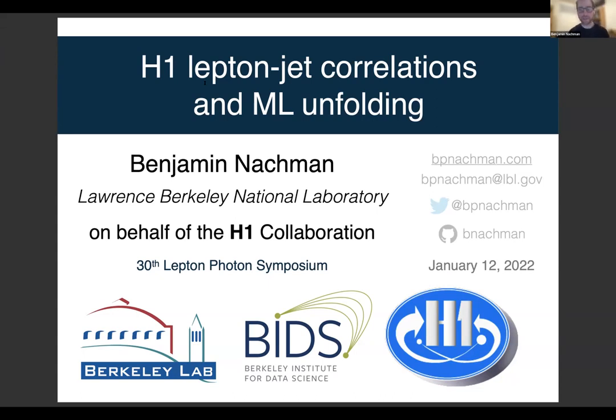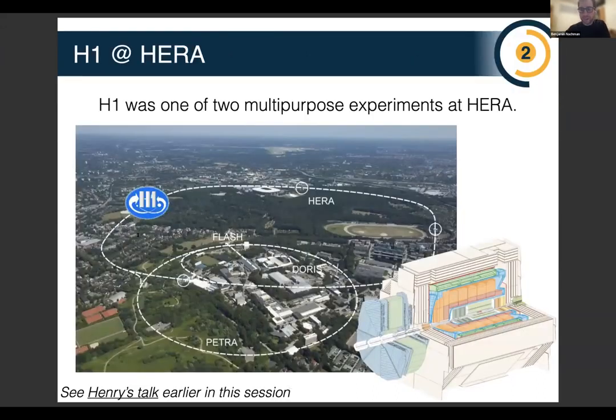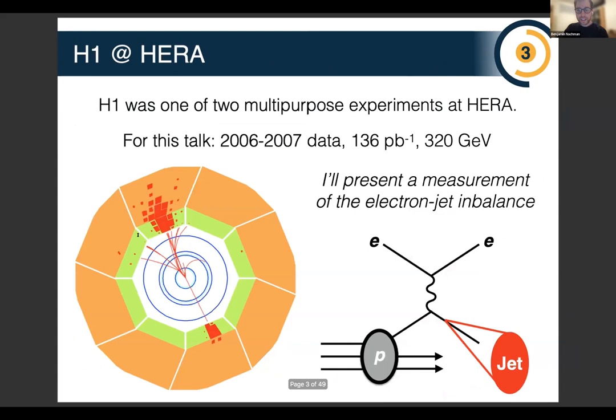Right. So today I'm here to tell you about lepton-jet correlations and ML unfolding on behalf of the H1 collaboration. We've heard a bit about HERA, so I won't say too much. From the last talk, you heard about ZEUS, and the talk before that, you heard about H1. So here's just an overview of where H1 sits at HERA, or sat, I guess. I won't say too much about what H1 is. Hopefully now you know, given you've been in this session, but just a quick reminder, it's one of the two multi-purpose experiments that was at HERA. I'll be talking about data from HERA Run 2. You can see the specs here. So it's about 100 inverse picobarn and 320 GeV center-of-mass energy.